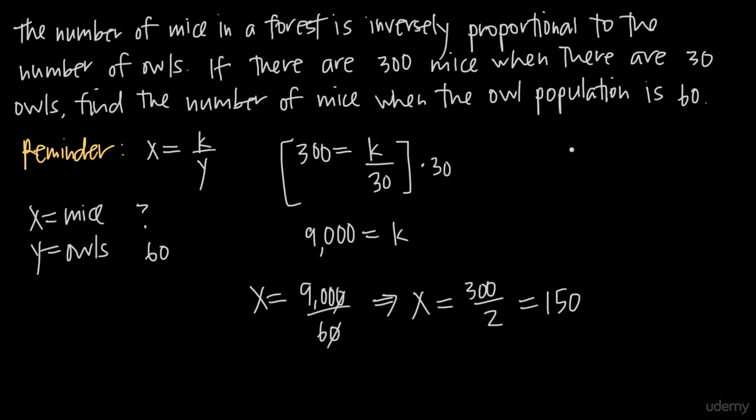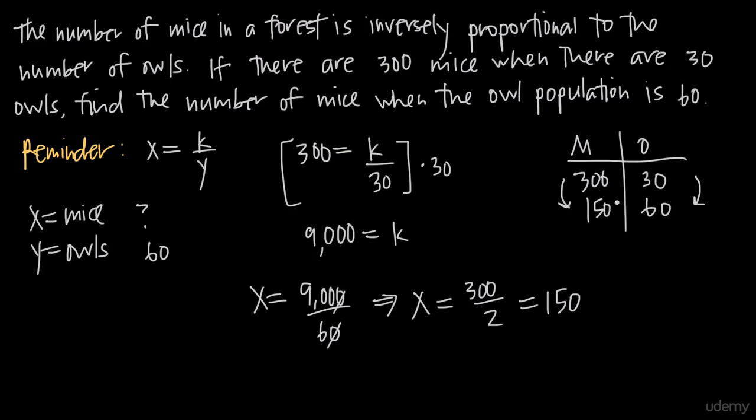Now if we graph this, if we say mice and owls, we know that there were 300 mice when there were 30 owls, and we just found that there are going to be 150 mice when there are 60 owls. So we can see that we have an inverse relationship between mice and owls, because when owls increased, owls went from 30 to 60, mice decreased. Mice went from 300 to 150. So this is kind of a predator-prey relationship where when the number of owls increases, they eat more mice, and so the mice population decreases.